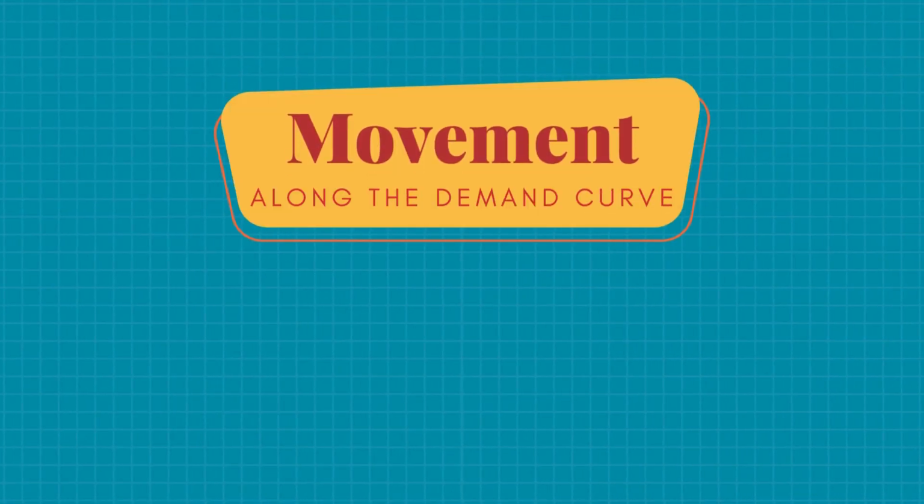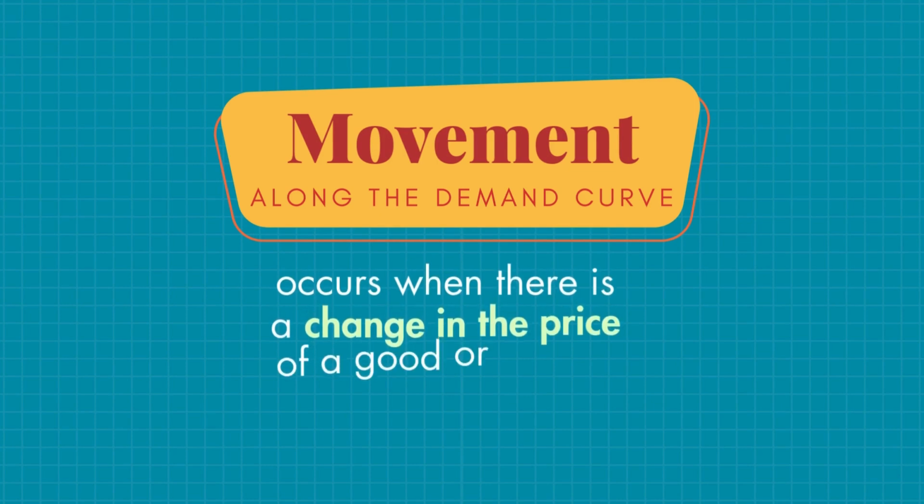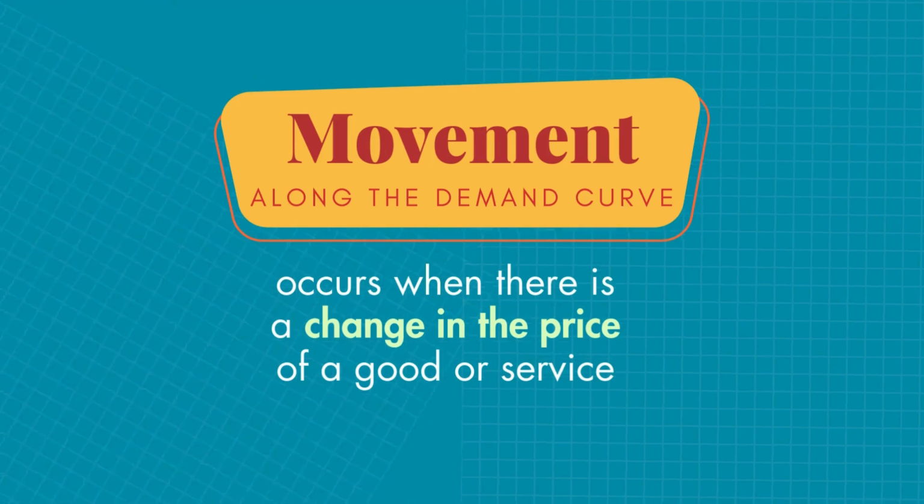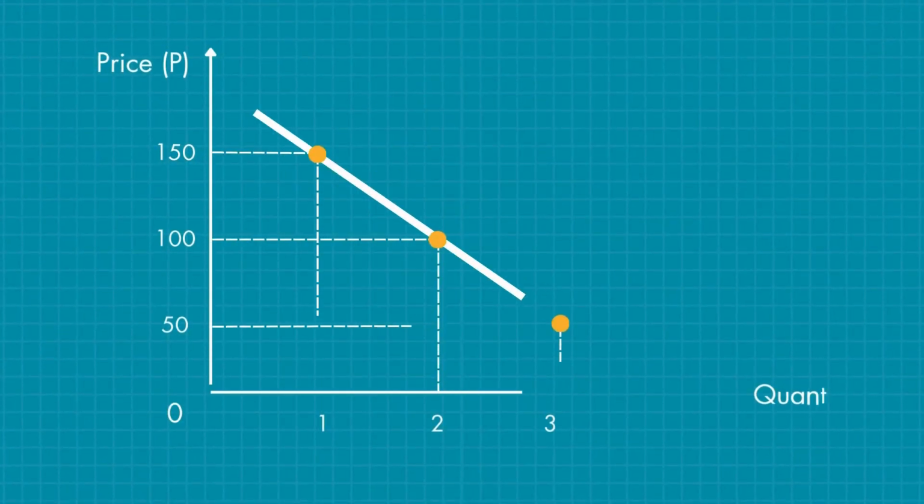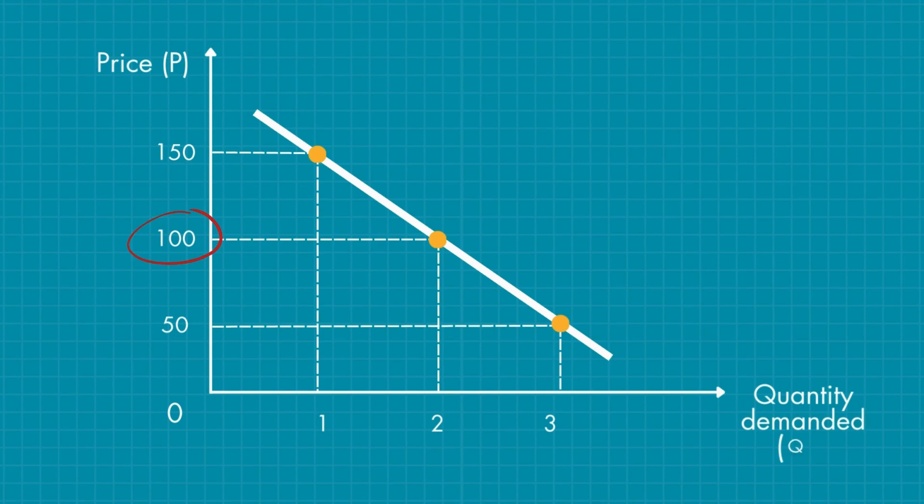So what causes a movement along the demand curve? A movement occurs when there is a change in the price of the good or service. For example, for 100 pesos, you are willing to buy 2 units of pad paper. But when the price increases to 150, you are willing and able to buy only 1 unit of pad paper. The change in price causes a movement along the demand curve from point B to point A.